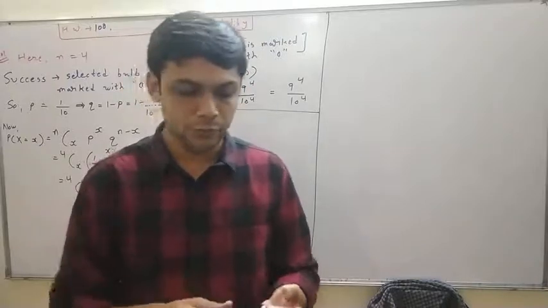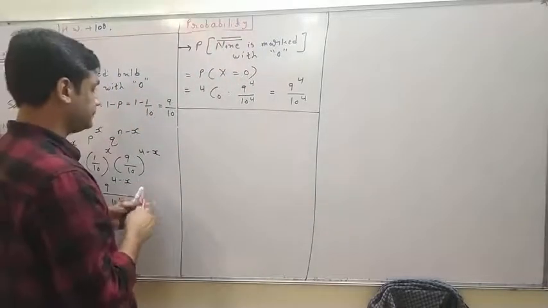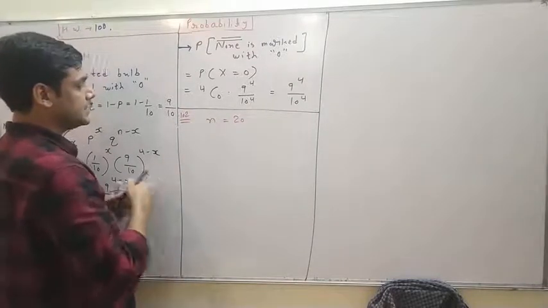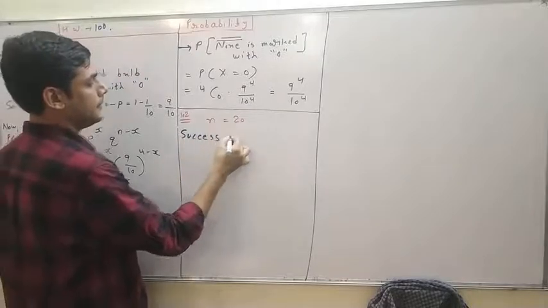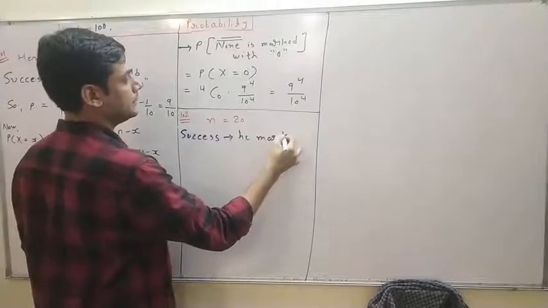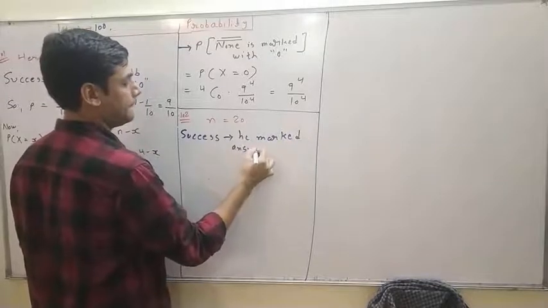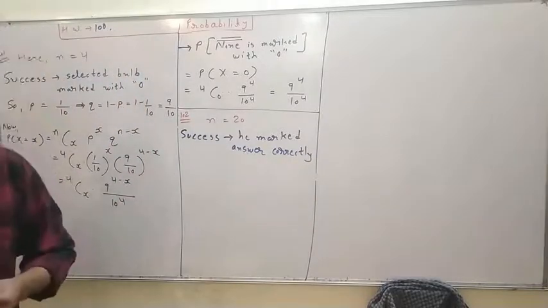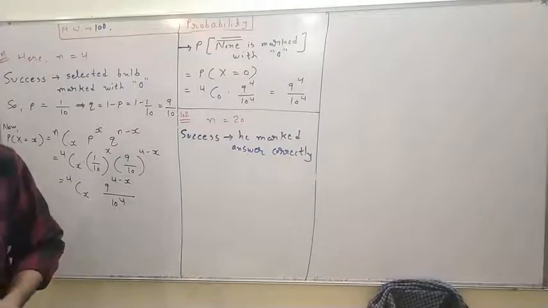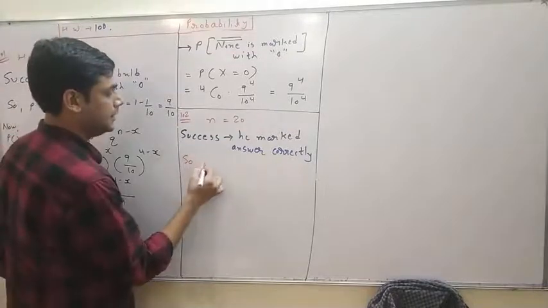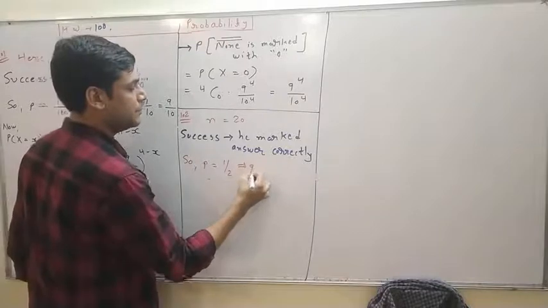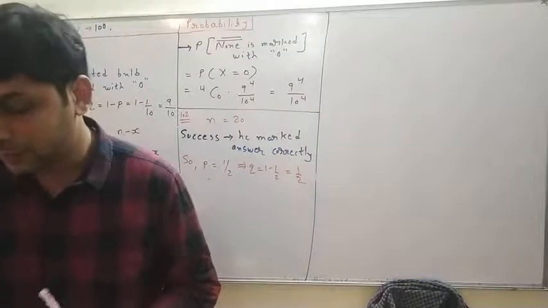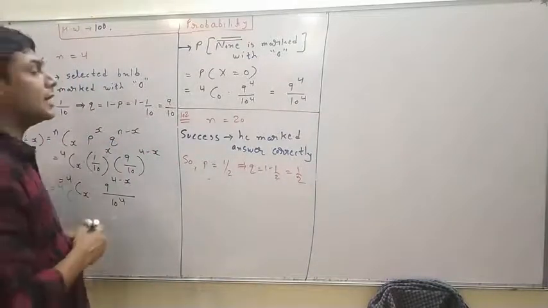Okay, so here total questions are 20. n is equal to 20. Success is he marked answer correctly. So here p is 1/2. So q is also 1 minus 1/2, 1/2. Now the question is find the probability that he answers at least 12 answers correctly.